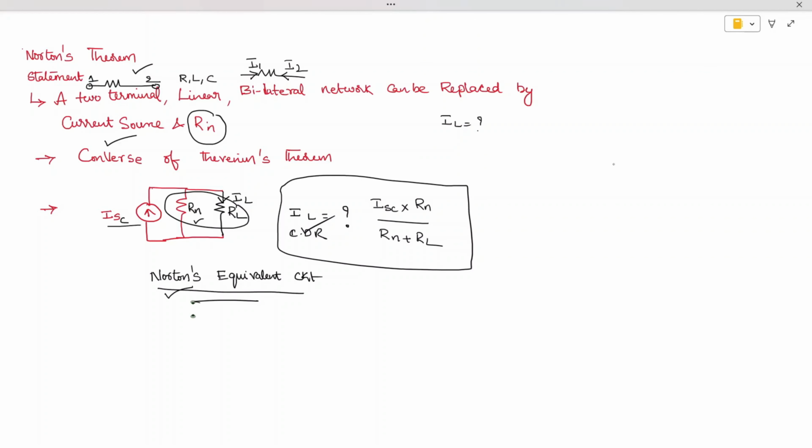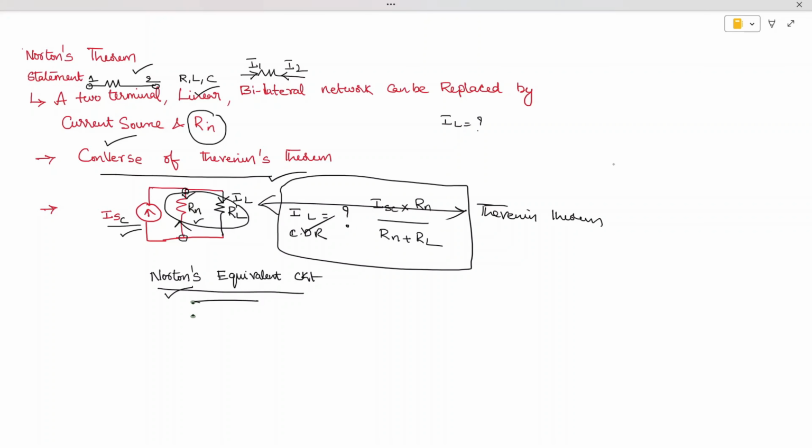I repeat the theorem. The statement of Norton's theorem is: any two terminal network, consisting of two terminals, any two terminal linear, with elements that can be resistor, inductor, capacitor, and bilateral, meaning they allow the current in the forward direction as well as in the reverse direction, can be replaced with an equivalent source consisting of a current source in parallel with a shunt resistor. And this theorem is dual to Thevenin's theorem. It is the reverse, or the dual, of Thevenin's theorem.